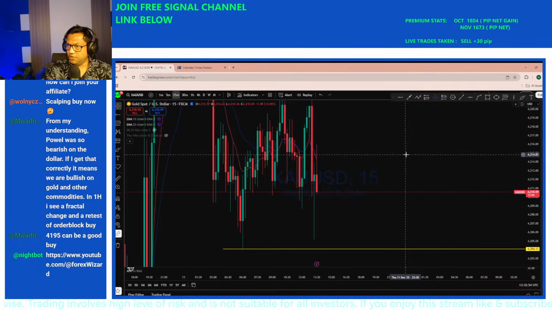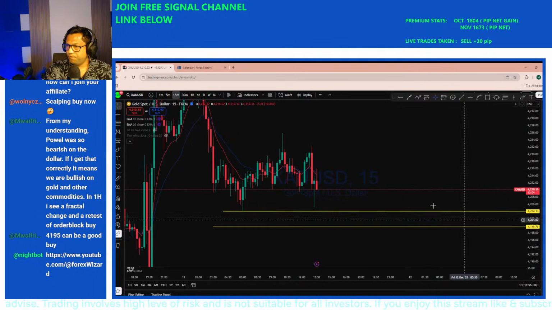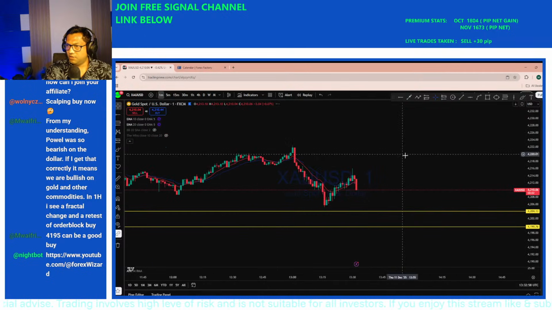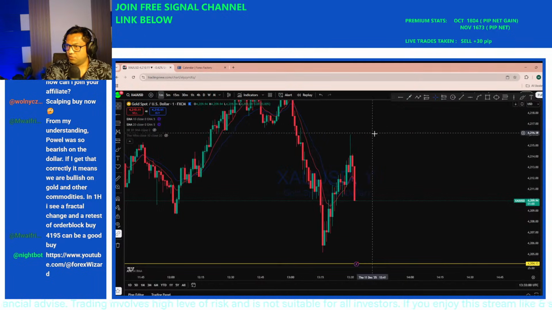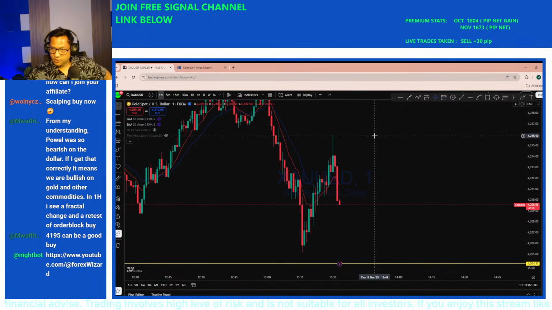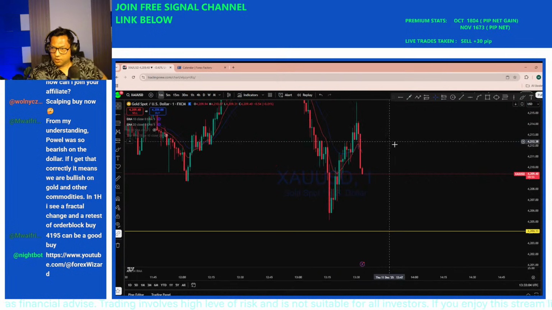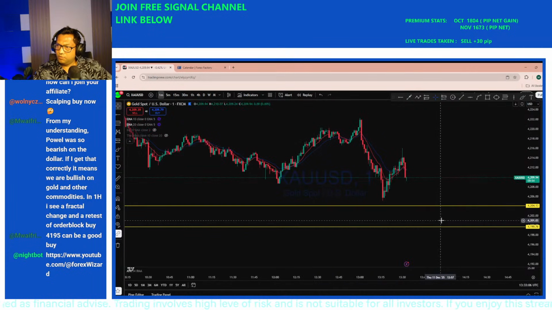So the 15 minutes is bearish, and from the 1 minute you can see after break of this high, the market again rejected back below.